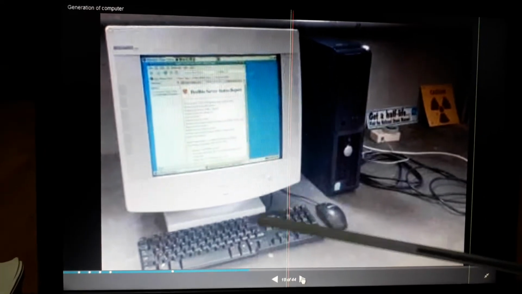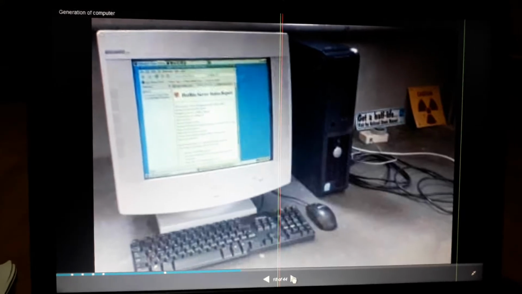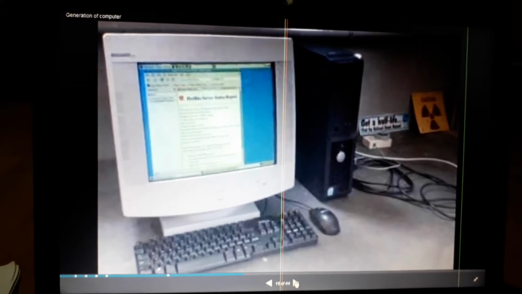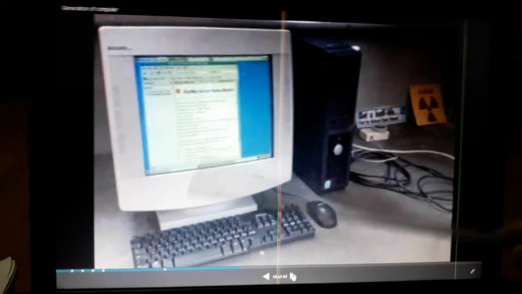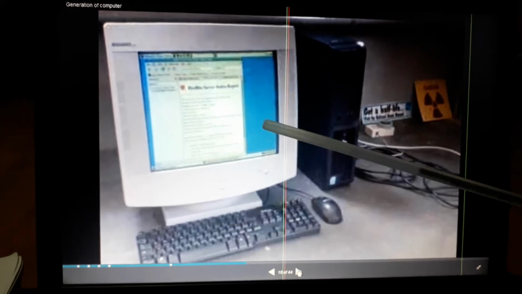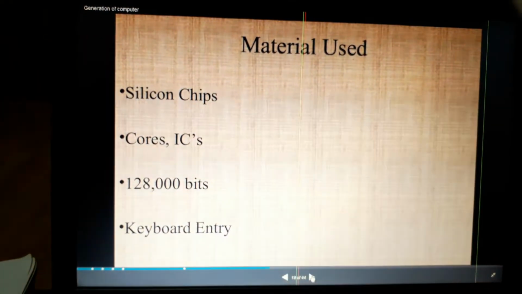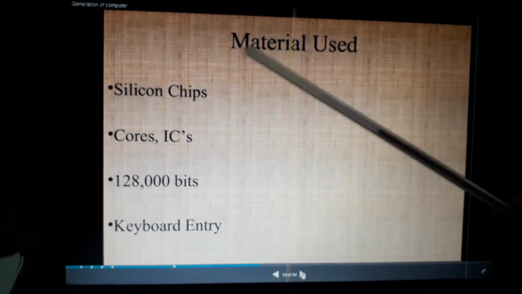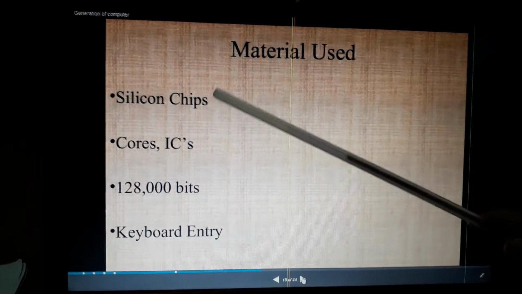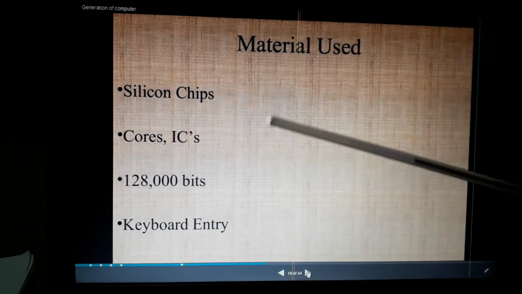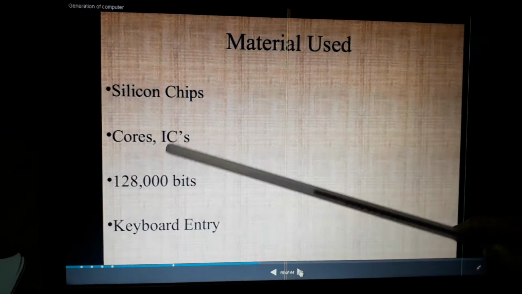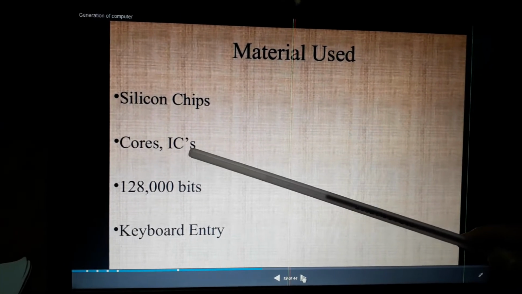Most probably you may have seen this somewhere in old offices or old things. Compared to the previous one, this is portable, reliable, and less costly. What material is used? Silicon chips. You saw chips and all, with smaller sizes, so many pins, and then cores. IC means integrated circuit.